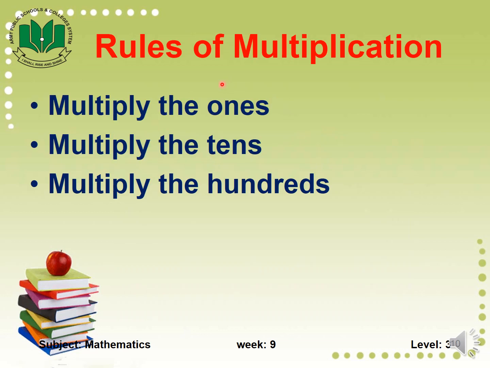Here are some rules of multiplication that we must follow. Rule number 1 is multiply the ones. Rule number 2, multiply the tens. Rule number 3, multiply the hundreds. It means whenever you want to start a multiplication sum, you must start it from your right hand side or from the place ones.